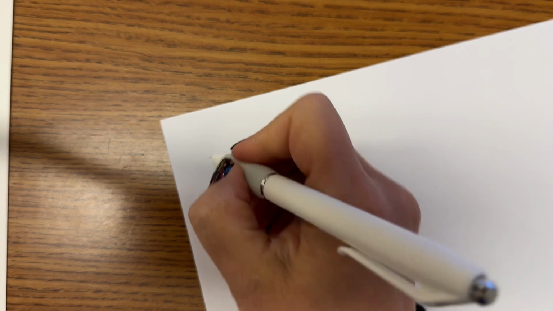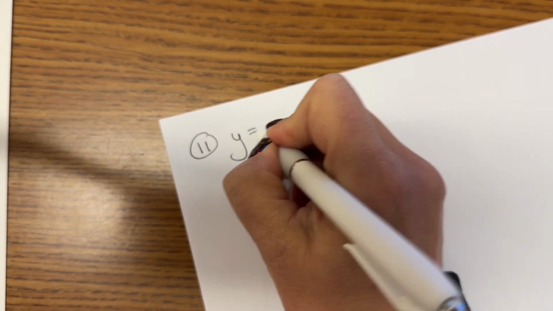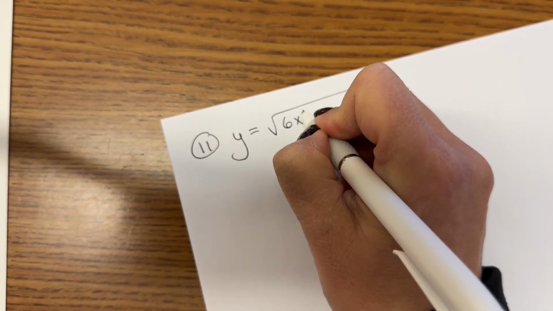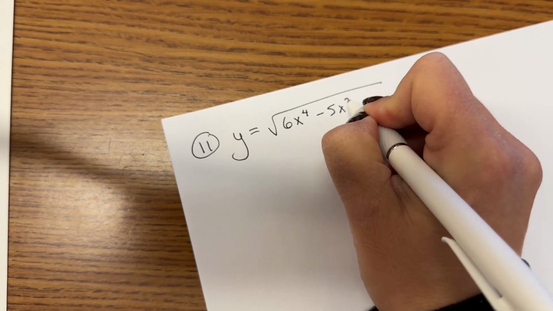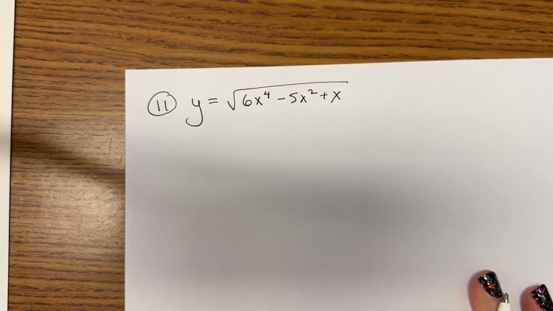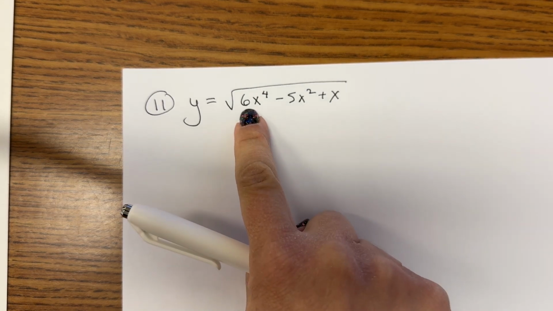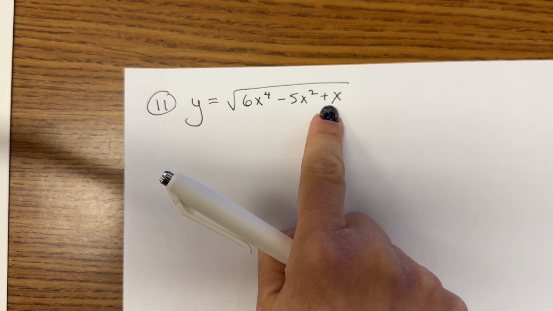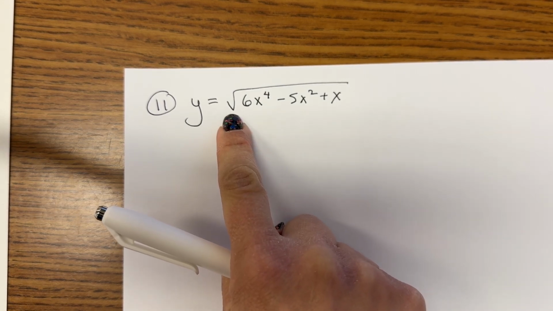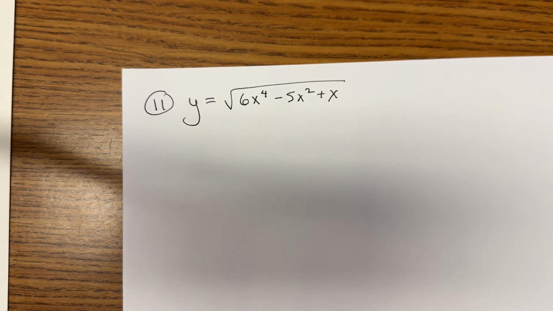All right, 2 more questions. These were the ones I added on. And when I look at number 11, I notice it's a composition of functions. I have this polynomial function underneath the square root function. So that's a chain rule.